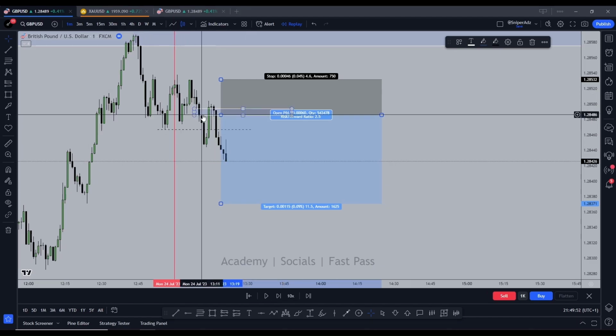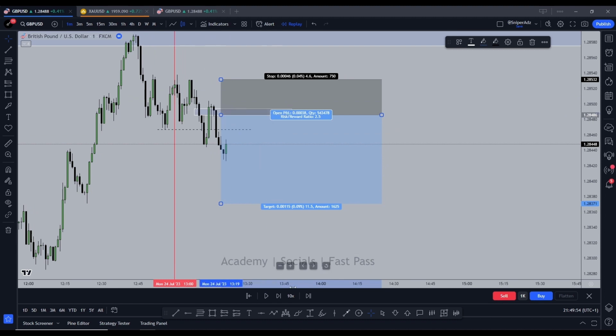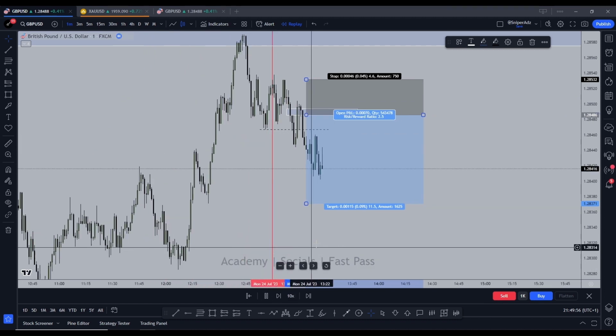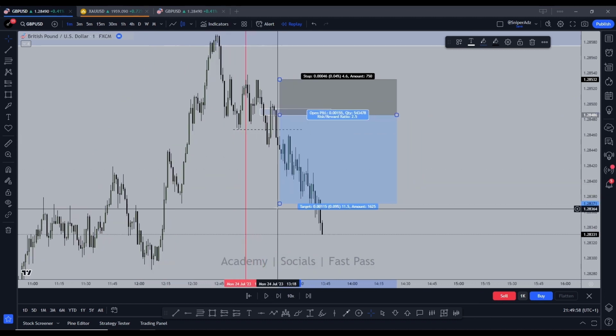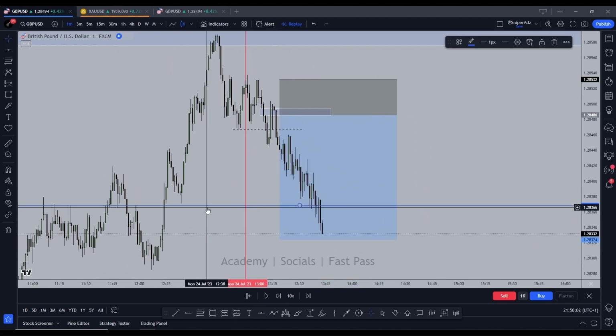You can see the market tapping right into that fair value, right? And then coming straight down and having a beautiful, beautiful reaction. There's take profit one hit. So now what I'll do right now is go ahead and look for another level of liquidity. So that was the first level right here.